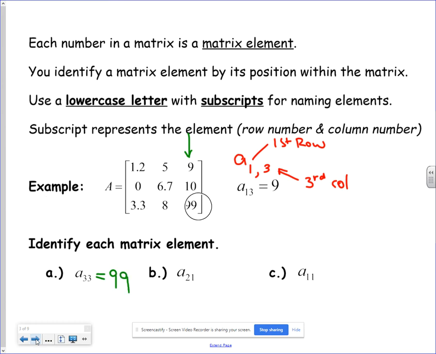A sub 2, 1. Well, the 2 means the second row. The 1 means the first column. So that would equal 0. And then the last one, A sub 1, 1, that would be the first row, first column. So the element would be 1.2.